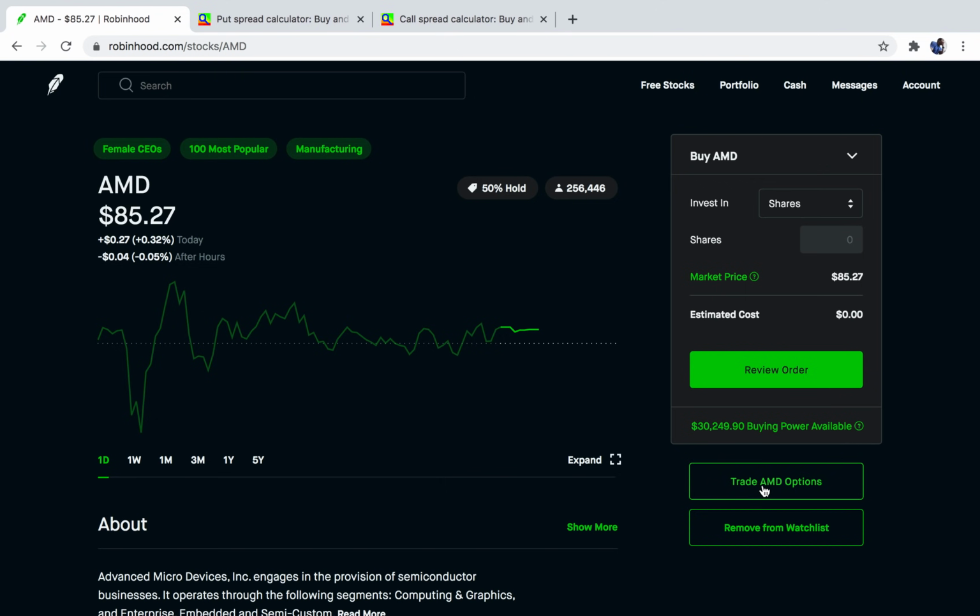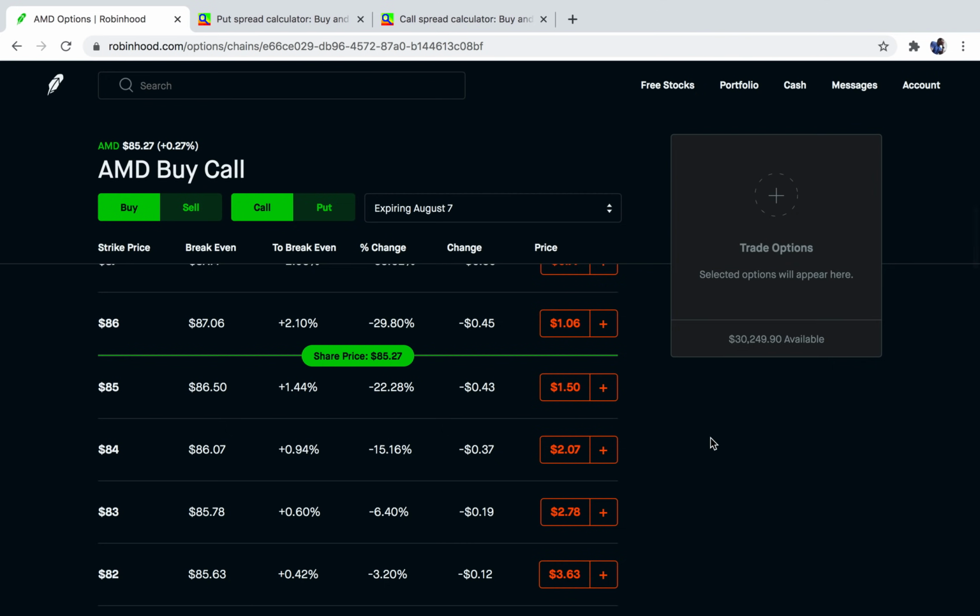So we're going to go into the options for AMD, clicking on that button right there. And so here are all the options.